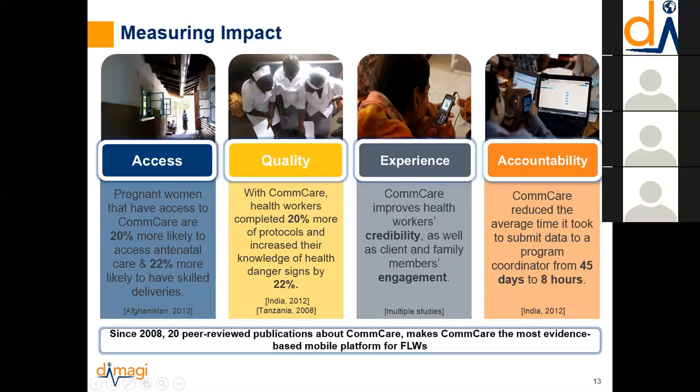When we look at the impact of ComCare, we look at it in 4 areas: access, quality, experience, and accountability. For access, pregnant women that have access to ComCare are 20% more likely to access antenatal care and 22% more likely to have skilled deliveries. That was a study from Afghanistan in 2013. For quality, with ComCare, health workers completed 20% more of protocols and increased their knowledge of health danger signs by 22%. That came out of both India and Tanzania.